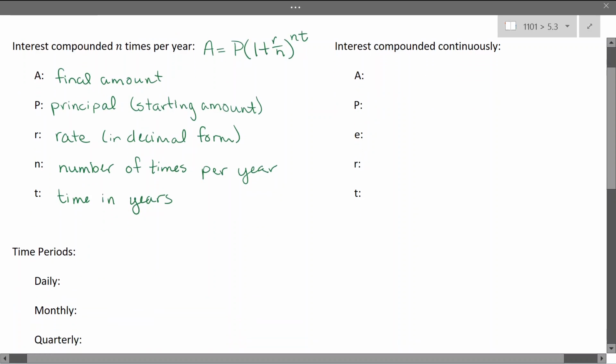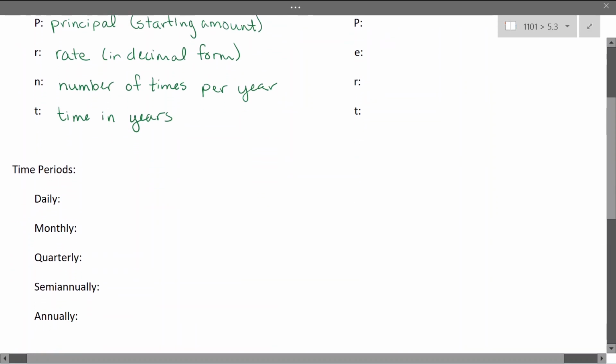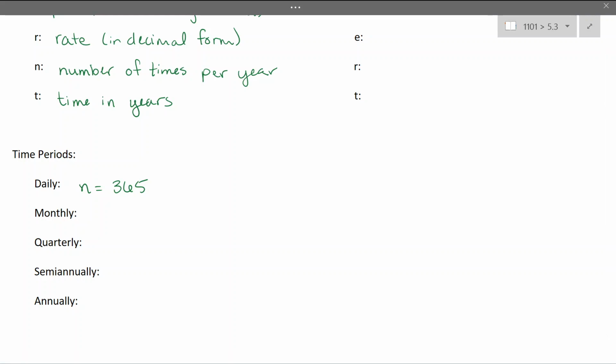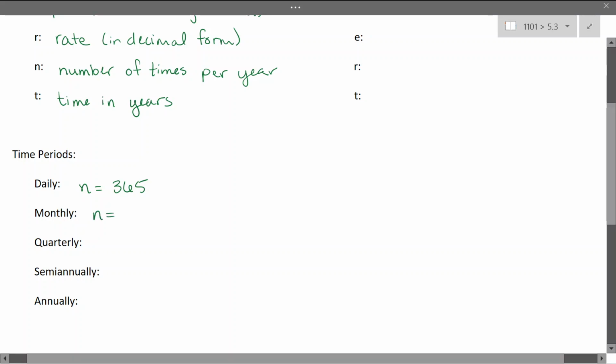So let's look at our time periods that can be used for this formula. If something is compounded daily, then our N is 365 because daily is 365 times per year. If it's monthly, N equals 12; quarterly, N equals 4; semi-annually, N equals 2; and annually, N equals 1.